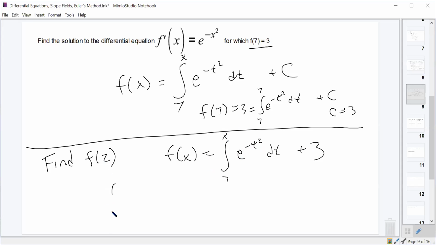So all we need to do is evaluate the integral from 7 to 2 of e to the negative t squared dt, and then add 3 to it on your calculator, and we should get a value. And you'll put in the t's as x's when you do it in your calculator. But does that make a little bit of sense on how to find this value?